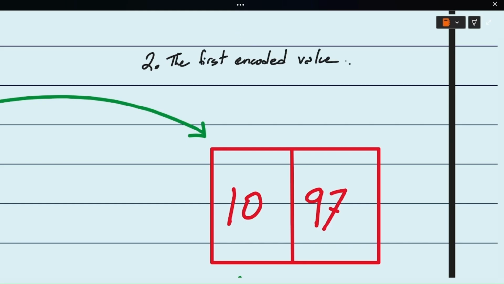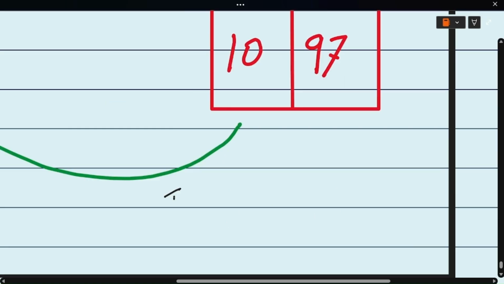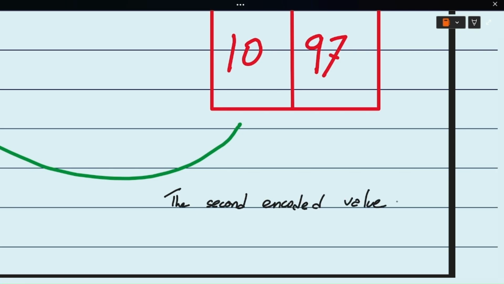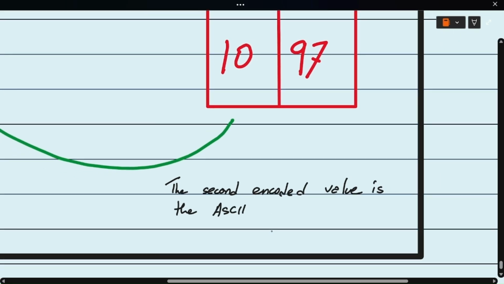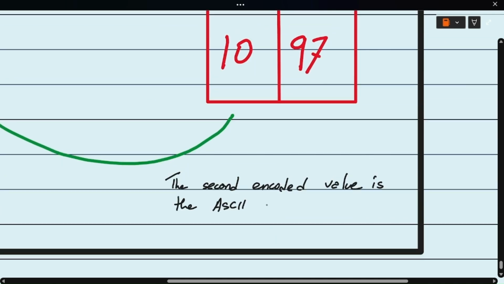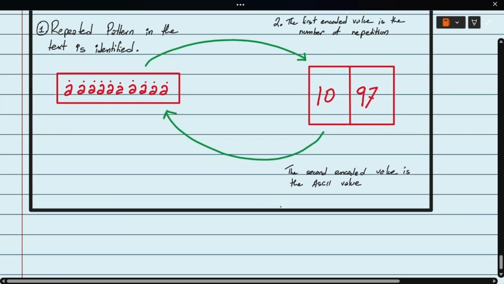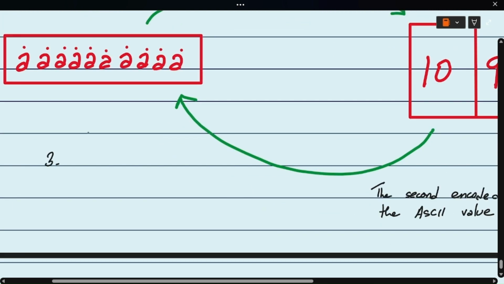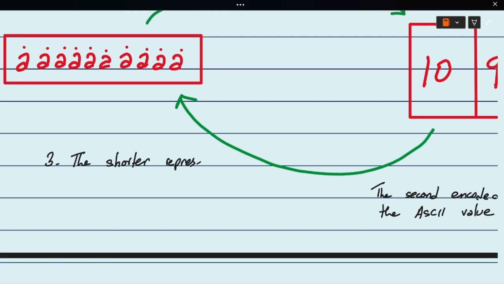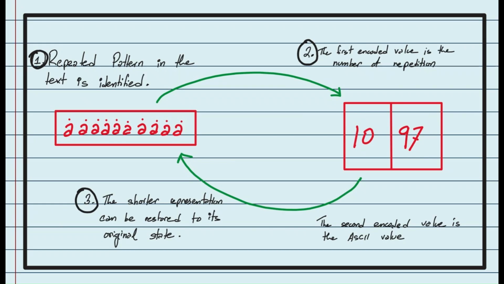The first encoded value is the number of repetitions. The second encoded value is the ASCII. So number 3, the shorter representation can be restored to its original state.